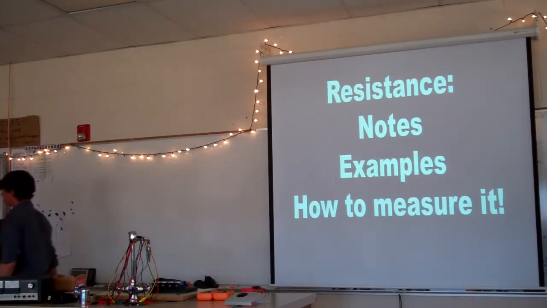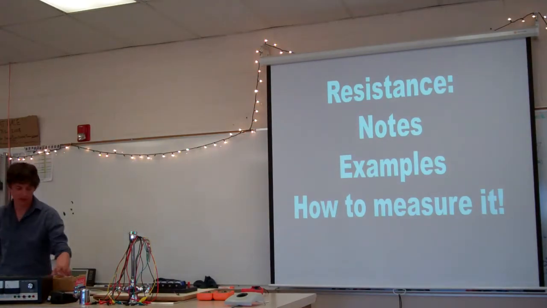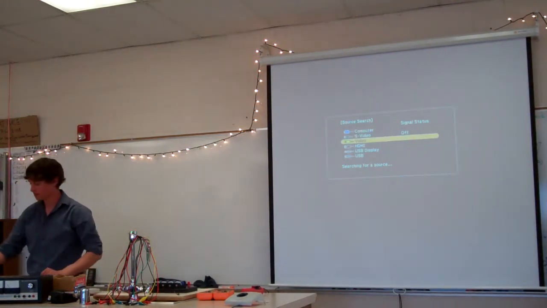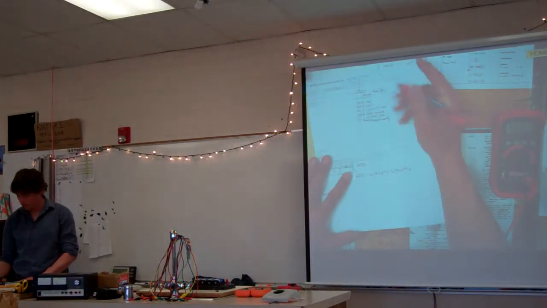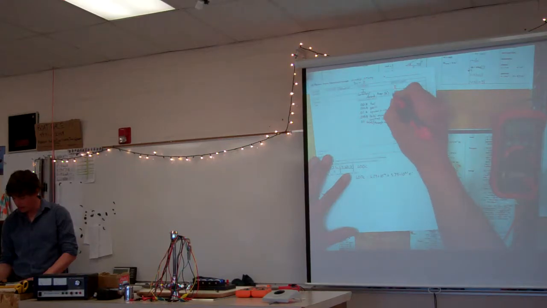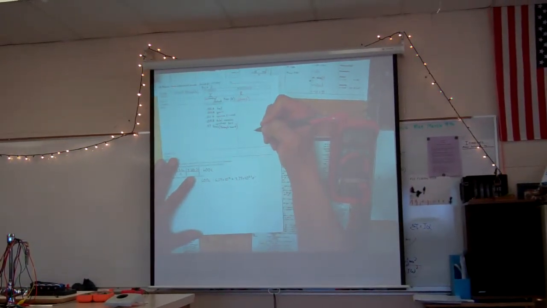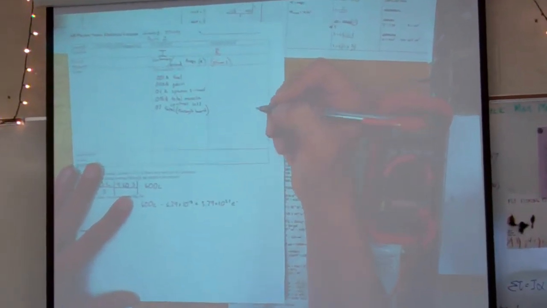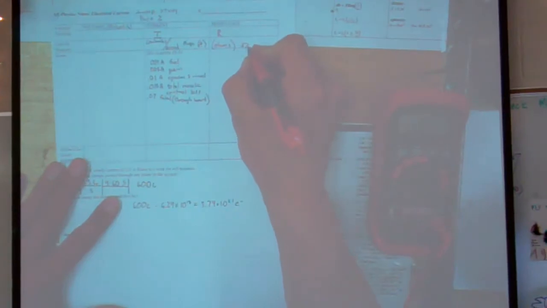So let's look under the doc cam for a second and fill in some notes. We said the variable is R. The unit of measure is the ohm, or plural, ohms. Now the symbol is going to be like that.